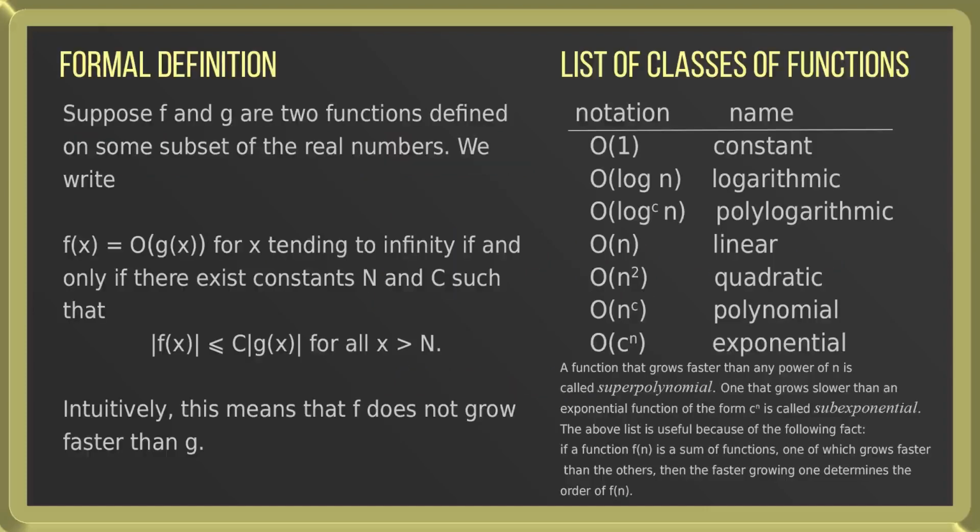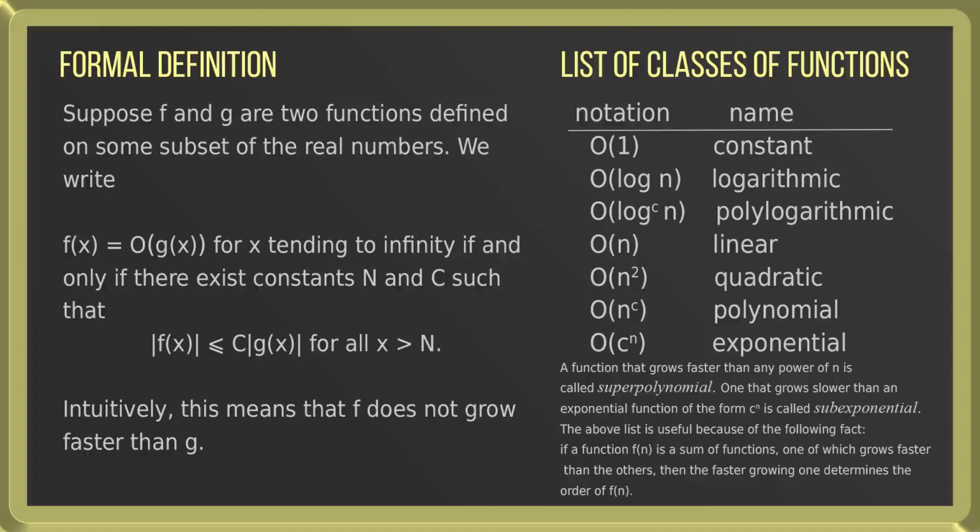Formal definition. For the formal definition, suppose f and g are two functions defined on some subset of the real numbers. We write f of x is equal to big O of g for x tending to infinity if and only if there exist constants n and c such that mod of f of x is less than or equal to c times mod of g of x for all x bigger than n. Intuitively, this means that f does not grow faster than g.